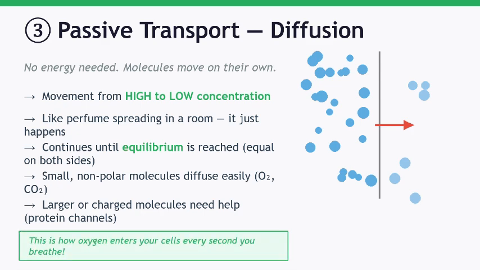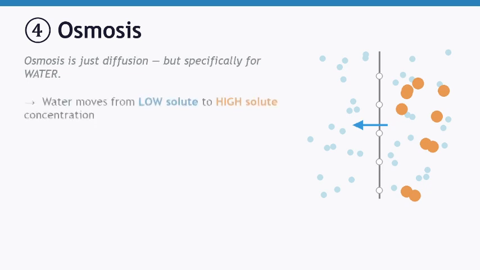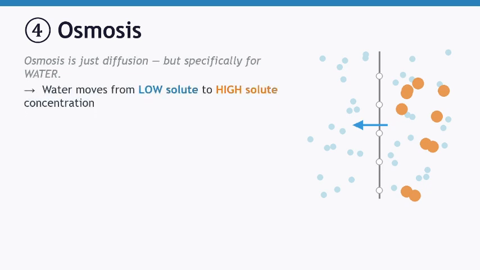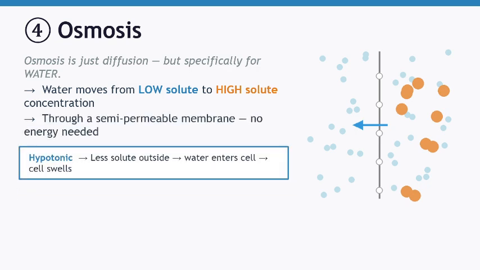And the second one, osmosis. Osmosis is basically the same idea, but specifically for water. Water moves from a low solute concentration to a high solute concentration through a partially permeable membrane. In other words, water chases salt.